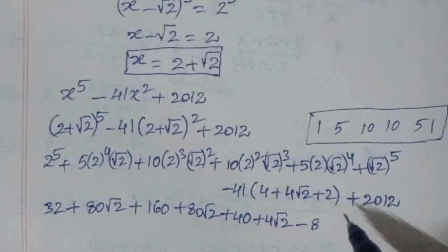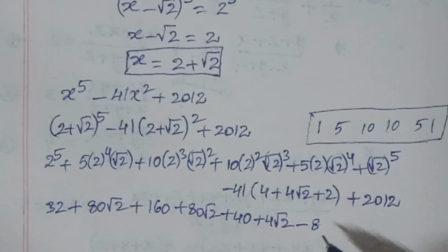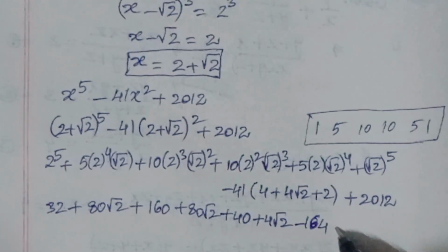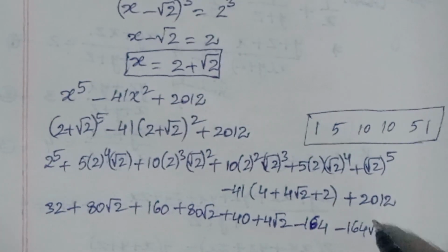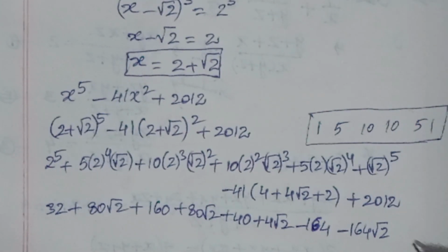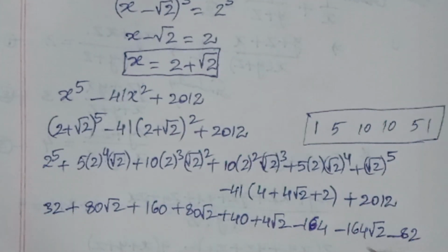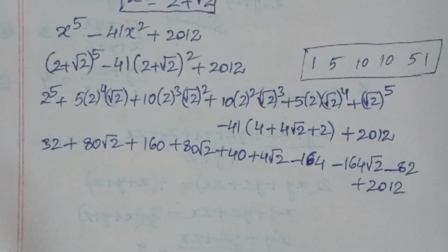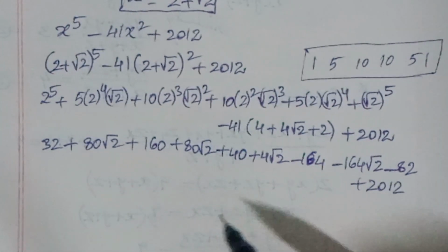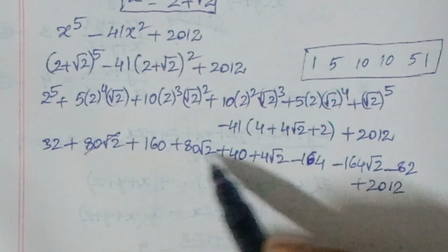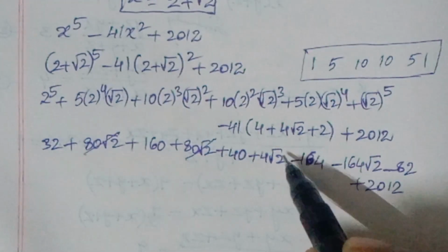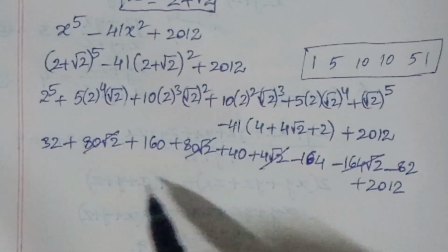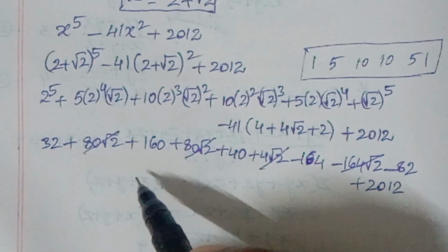Minus 41 into 4, that is 164, minus 164 root 2, minus 82, plus 2012. Now if you solve this you'll get the answer. Here 80 root 2, 80 root 2 and 4 root 2 total 164 root 2. Next, the total of the positive values is 232.